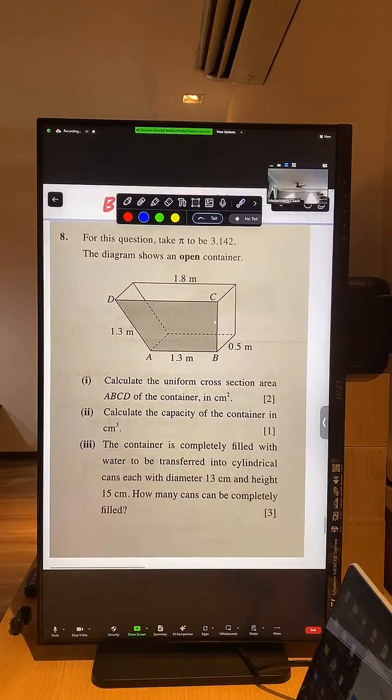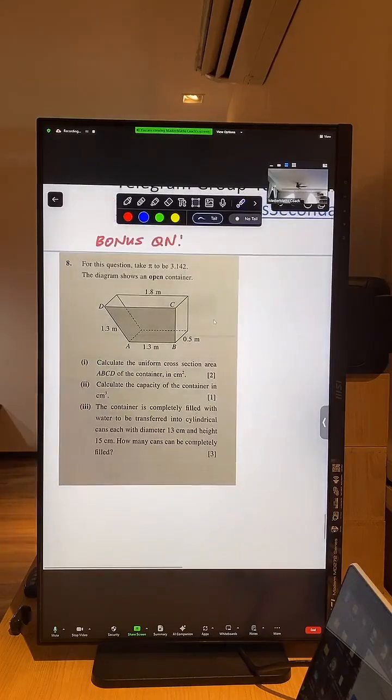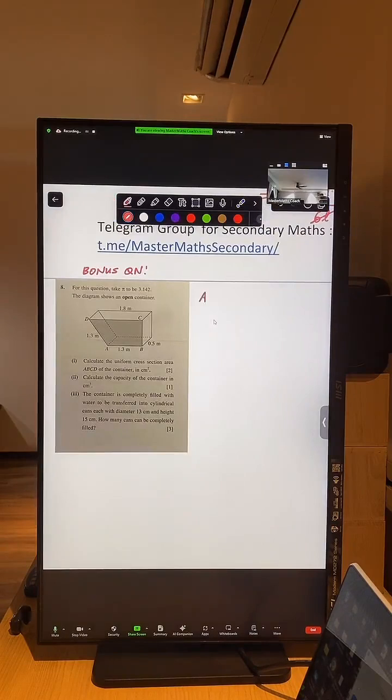Okay. Now calculate the uniform cross section area ABCD of the container. Now this area here is a trapezium. Now what is the formula for area of trapezium? If you all remember, area of trapezium, maybe I write down over here. Area of trapezium is half times sum of parallel sides times height.